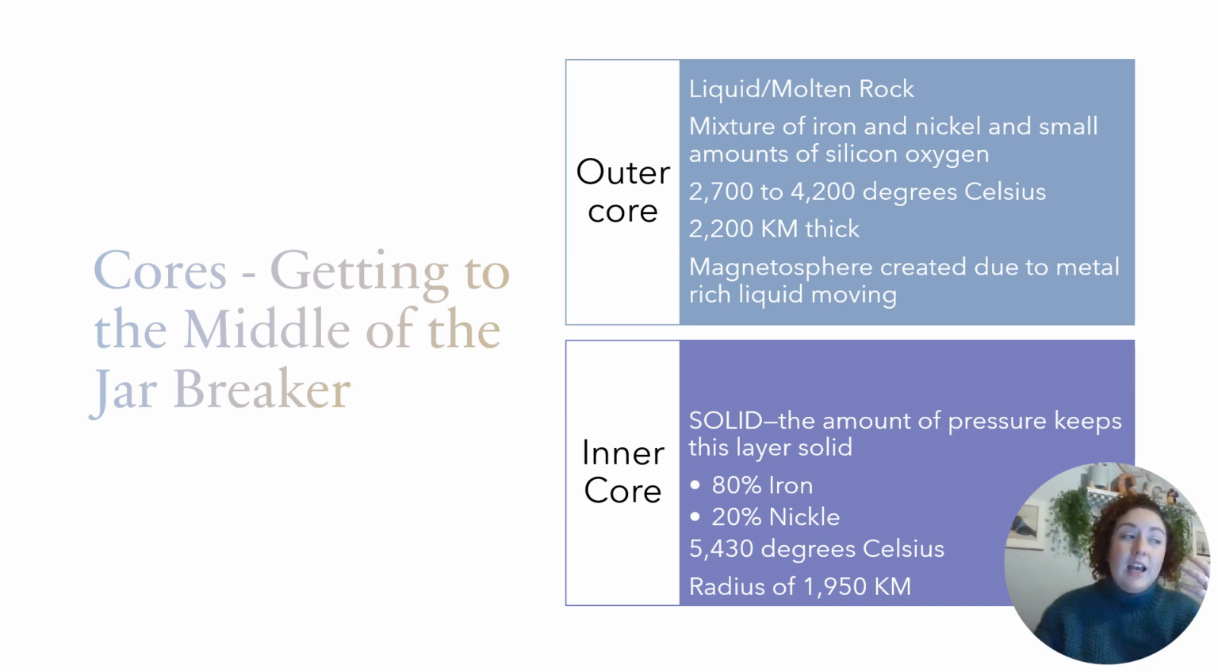But this is a lot more of an iron and nickel sort of mixture with a very, very small amount of silicon and oxygen. We are looking at temperatures between 2,700 degrees and 4,200 degrees Celsius. Remember, water freezes at 0 degrees Celsius and water boils at 100 degrees Celsius. That's where we're at. Within the outer core is where we have another really cool phenomenon happening.